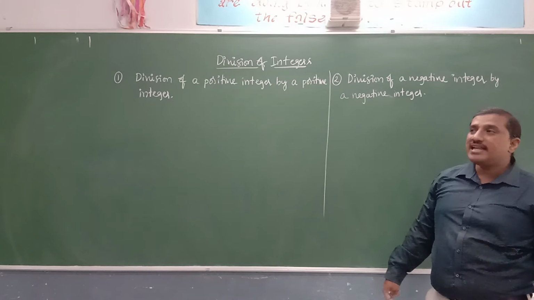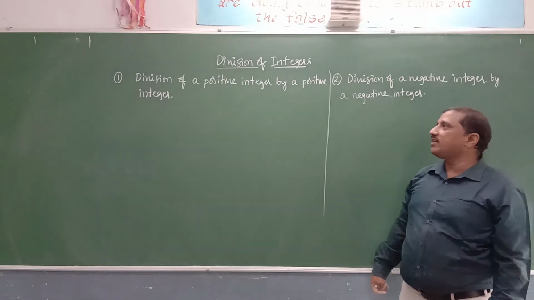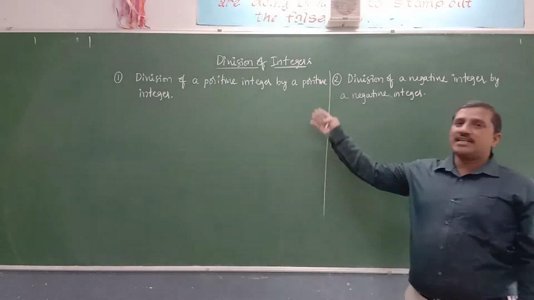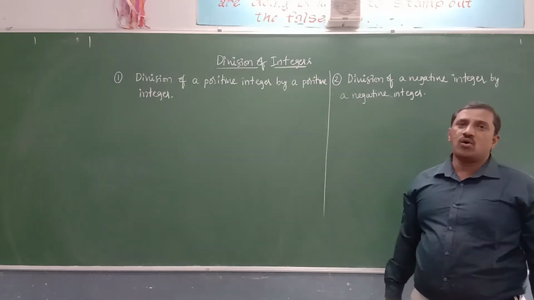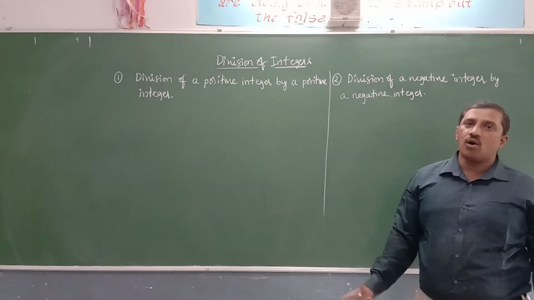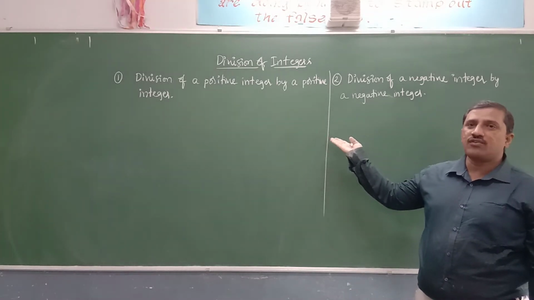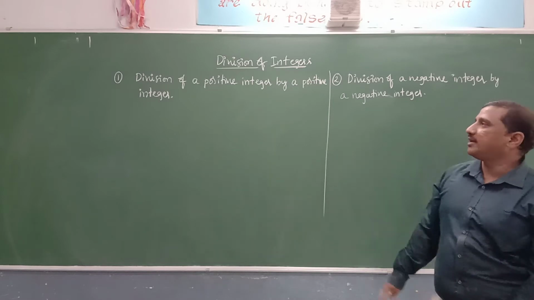Division of integers. In that, division of a positive integer by a positive integer is nothing but division of two whole numbers. Positive integers are what? They are 1, 2, 3, 4, 5, 6, and they are also known as natural numbers.